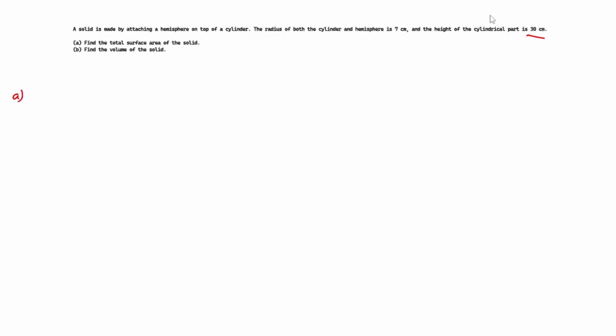The first thing I would like to do is actually visualize my shape. So I have a hemisphere, right? A hemisphere, and the base of this hemisphere is actually going to be a cylinder. So it's like a complex shape that's going on here, right? And it says the radius of both the hemisphere and the cylinder are both 7 centimeters, right? And the height of the cylindrical part, which is from here to here, is going to be 30 centimeters.